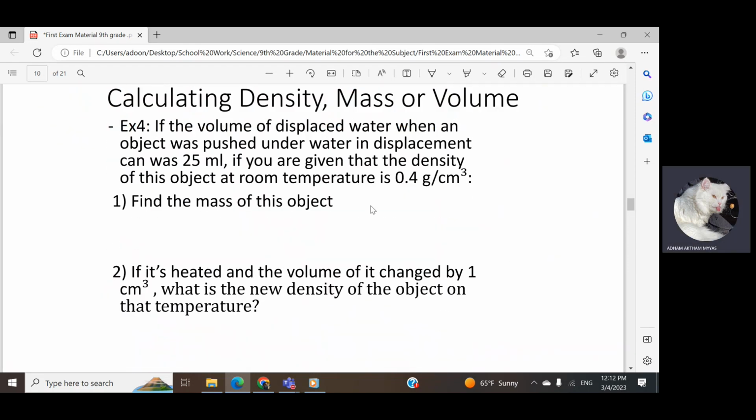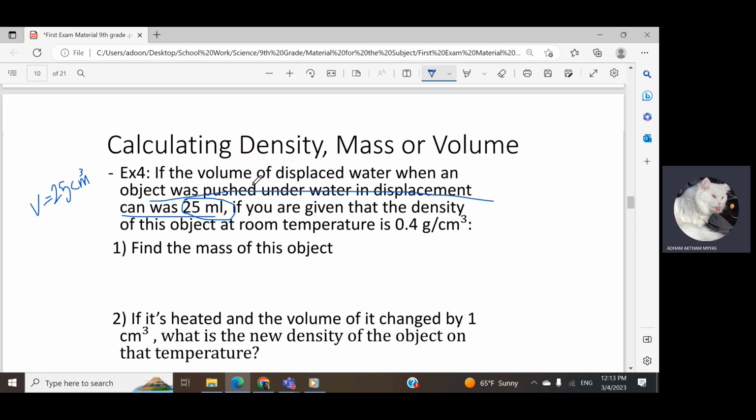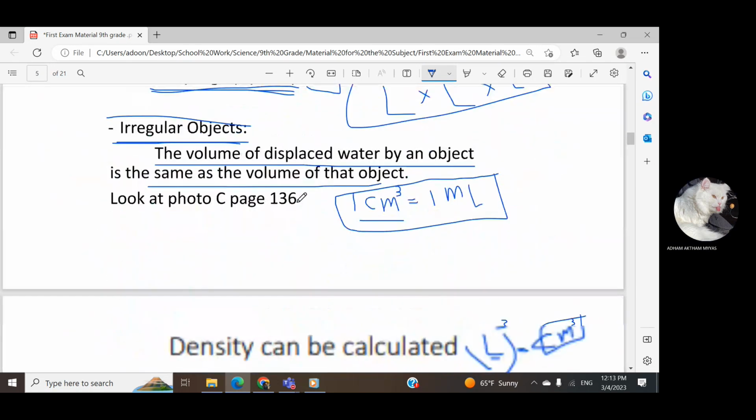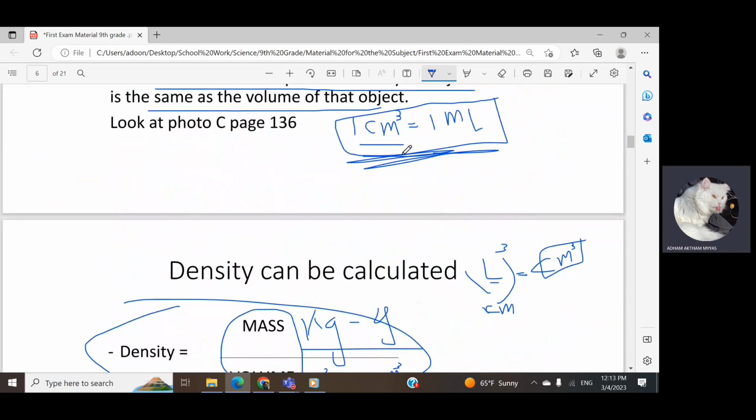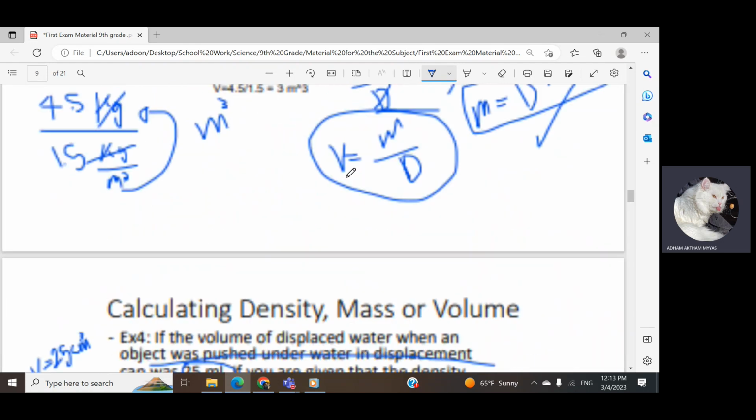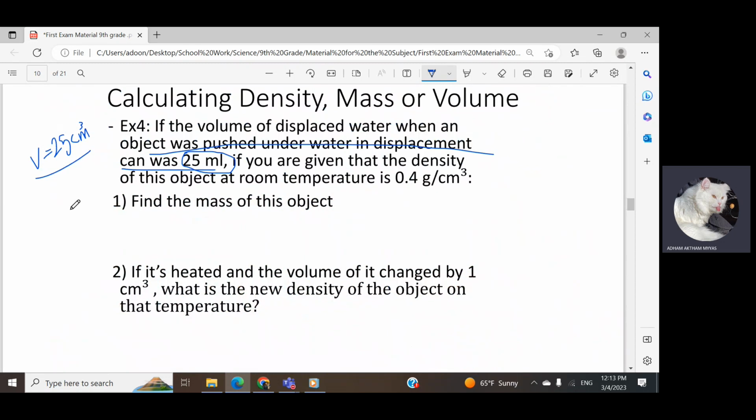For this question, we can see that we have the volume of displaced water when an object was pushed underwater. So he told me that the object removed 25 milliliter from the water. So that means that the volume equal 25 centimeter cubed. Okay, Adham, how did you get that? If you focus on the first things that we talked about, that 1 centimeter cubed equal 1 milliliter, and remember what I said there, you know why the volume is like this.